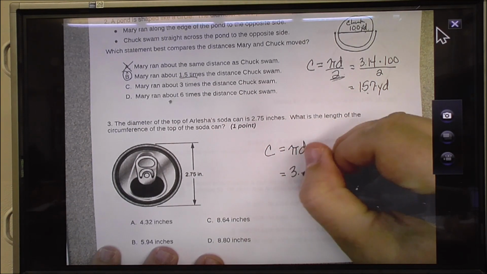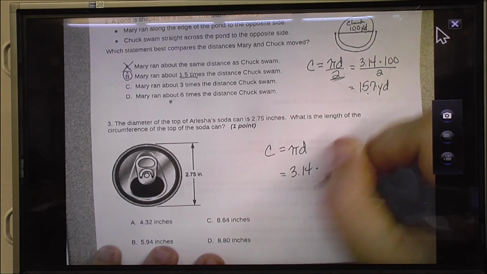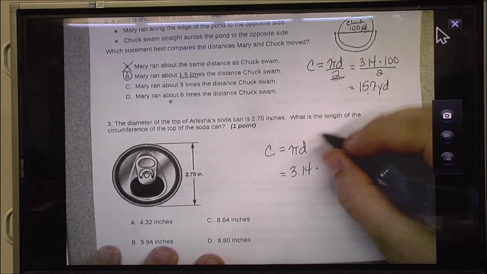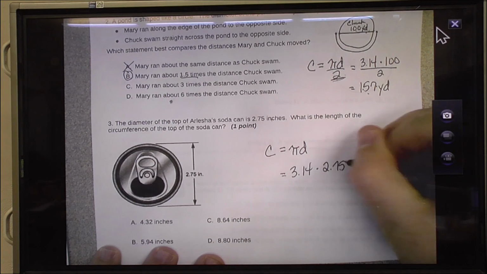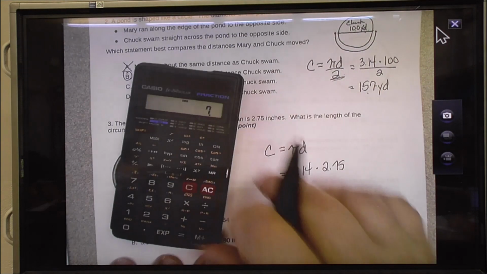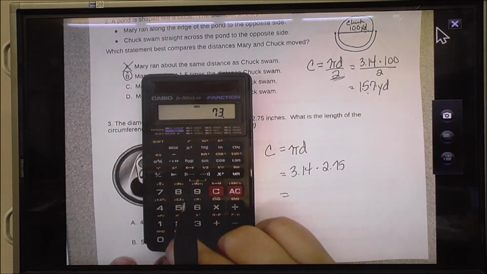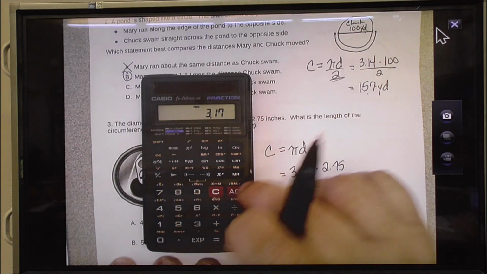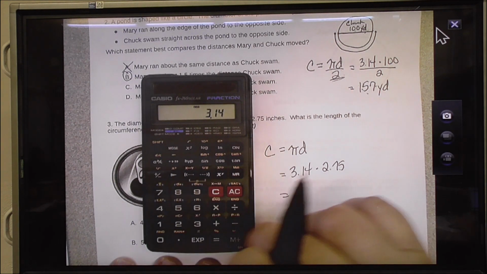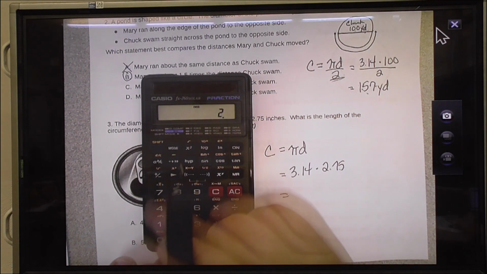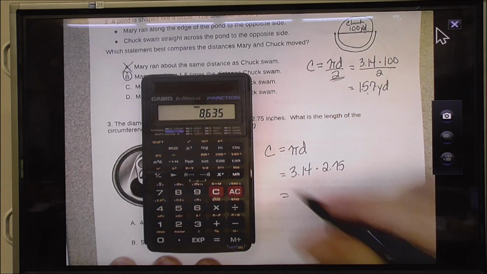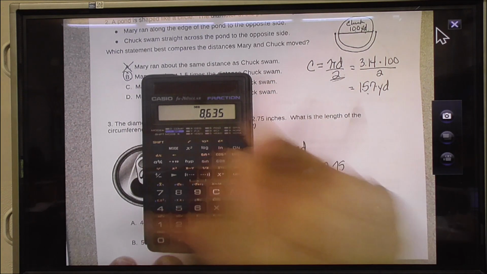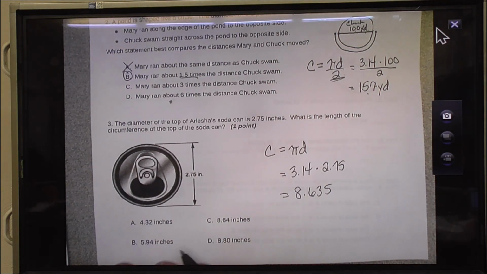We're going to do 3.14 times the diameter. This is the diameter right here, and it says it in the problem. So times 2.75. Take my calculator and go 3.14 times 2.75. And I get 8.635. Is that an answer anywhere on here?